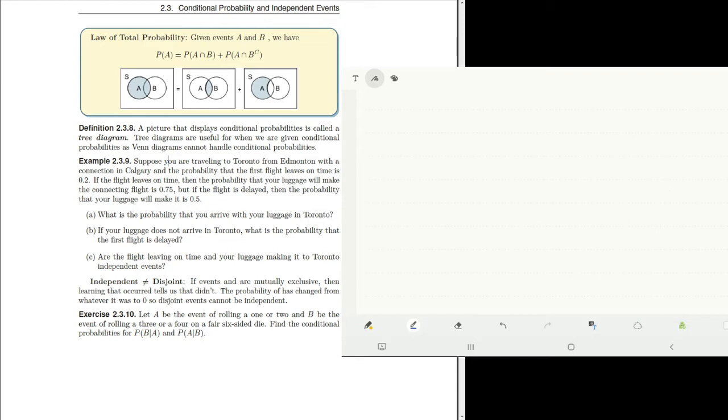So let's first define our events. So we're going to let capital F denote the event where the flight leaves on time. And then we'll let capital L be the event where your luggage arrives in Toronto.